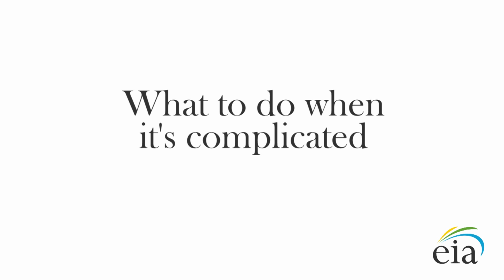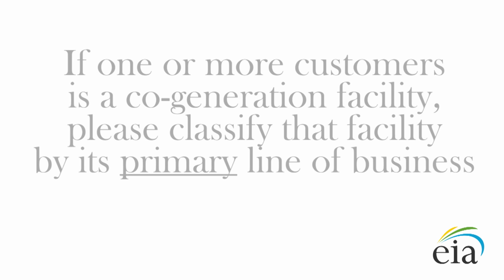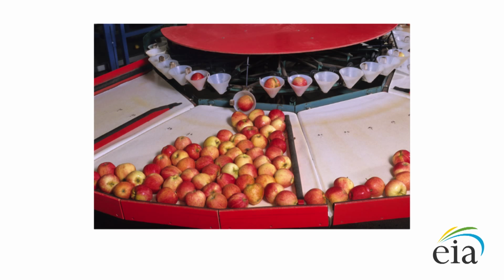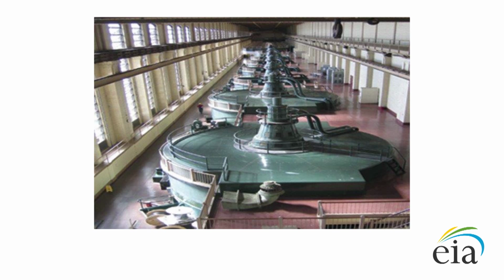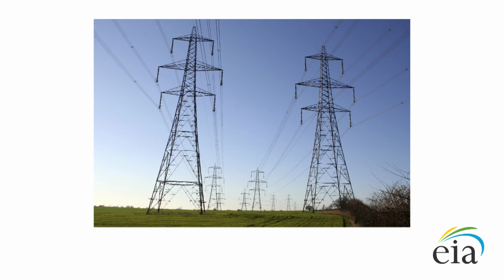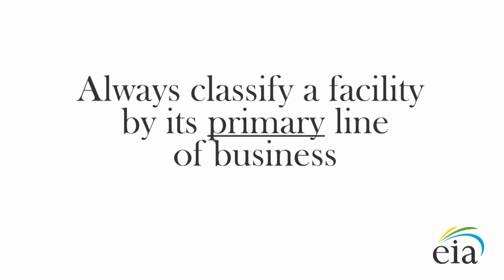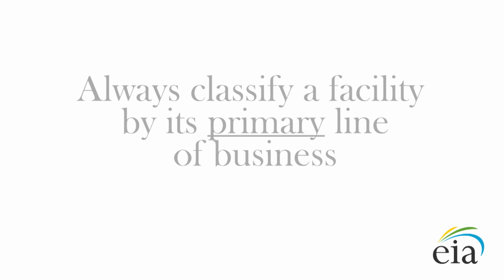What to do when it's complicated. If one or more of your customers is a cogeneration facility, please classify that facility by its primary line of business. For example, say you have a customer that is a food processing plant that's powered by a natural gas-fired generator. Each quarter, this plant sells its excess electricity to the grid. In this case, you should classify the customer as an industrial customer, not an electric power customer. Remember, always classify a facility by its primary line of business.